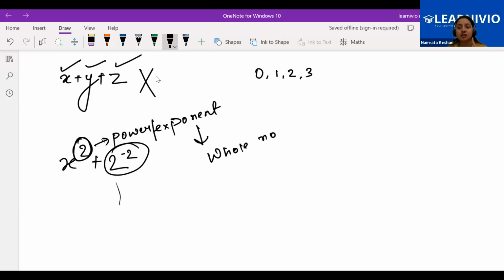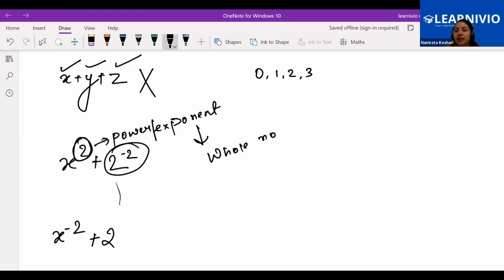But variables must have an exponent that is a whole number. If I write it like this, x to the power minus 2 plus 2, now it's not a polynomial. Why? Because the exponent of the variable is not a whole number. Now there are a few laws of exponents which we need to understand. Then only will we be able to analyze whether the given expression is a polynomial or not.